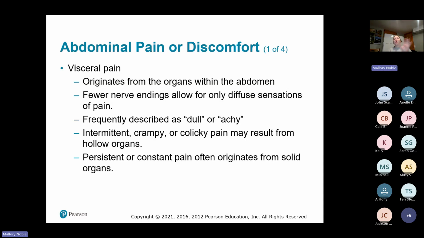Intermittent, crampy, colicky, all hollow organ features. So that makes a difference as well, whether or not the organ is hollow or solid. But again, all kind of diffuse. Persistent or consistent pain often originates from solid organs. So the type of pain that the patient is experiencing and how they describe that pain, dull, achy, crampy, all kind of refers to organ versus the space.